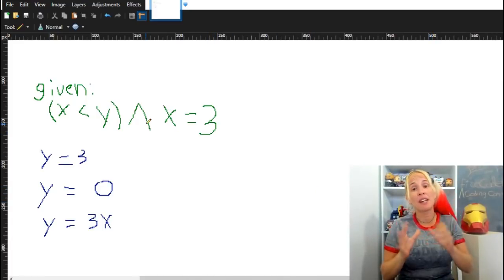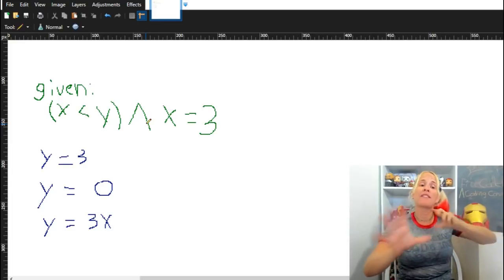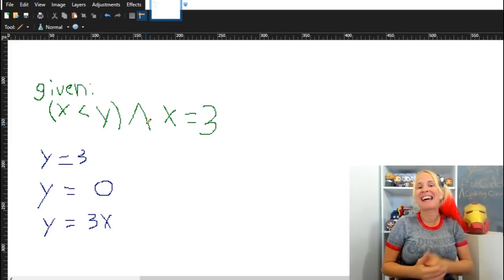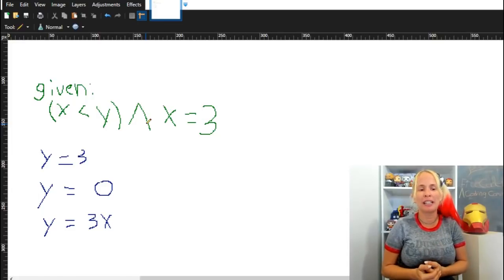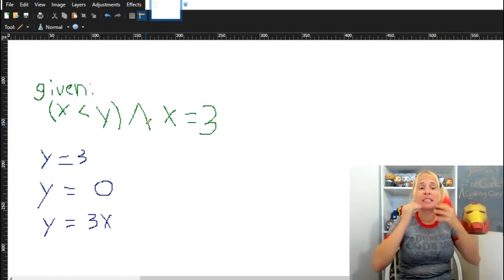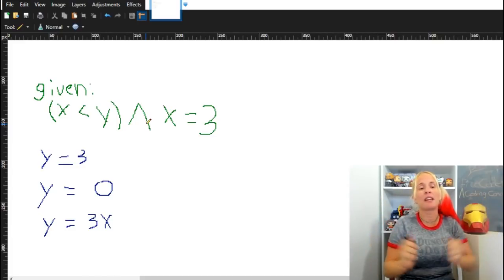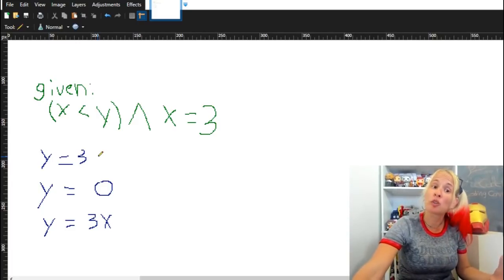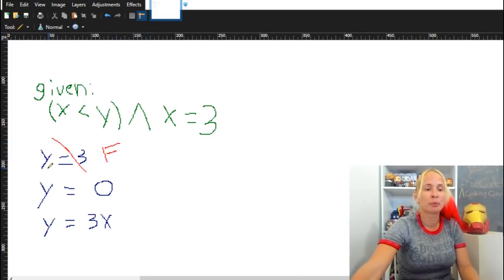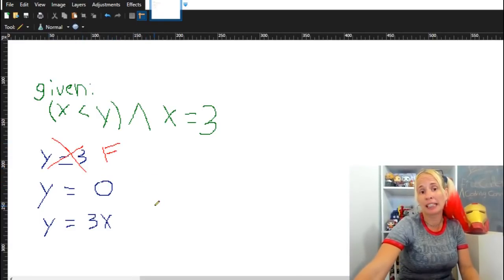First of all, with the given, it's an and, so that means both have to be satisfied. X has to be less than y, and x also has to equal 3. So which of these statements could be true given the information? If x is less than y and x is equal to 3, can y also be equal to 3? No. If it was less than or equal to, that could be true, but it's not. So this is false. We know that's definitely not the case.